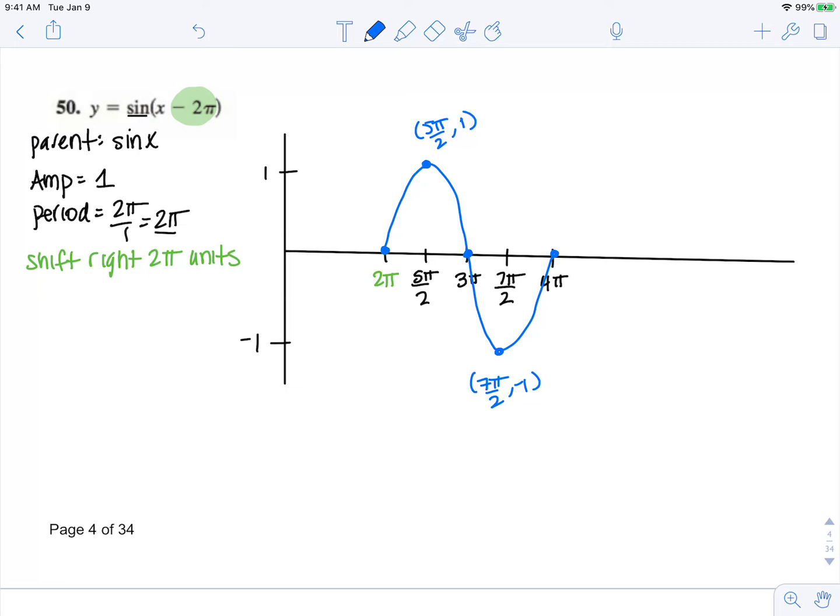Now I want 2 periods, so I'm going to add another 2 pi to this. That's going to make 6 pi. The middle of that period is 5 pi. The average, or midpoint, of 4 pi and 5 pi is 9 pi over 2. And the average of 5 pi and 6 pi is 11 pi over 2.